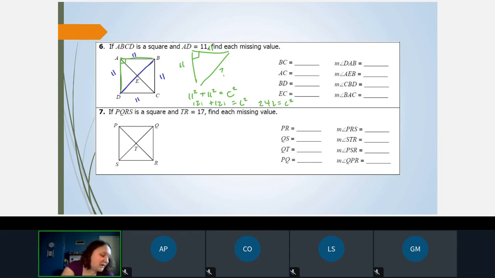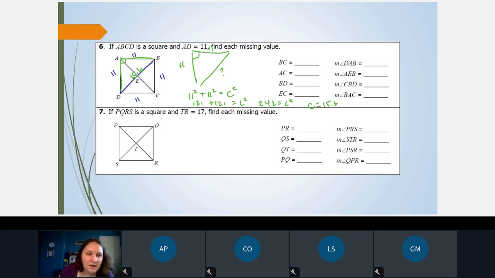And to undo that square, you're going to square root. So find the square root of 242. And it's about 15.6. So your hypotenuse is about 15.6, whole thing. If it asks us for half of the diagonal, we'll have to divide that by 2.